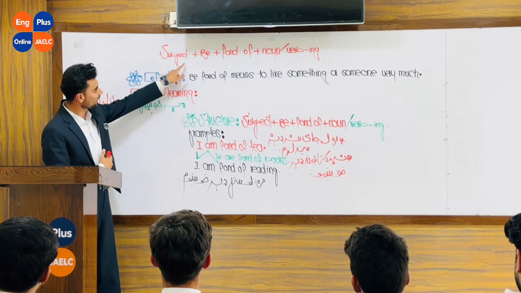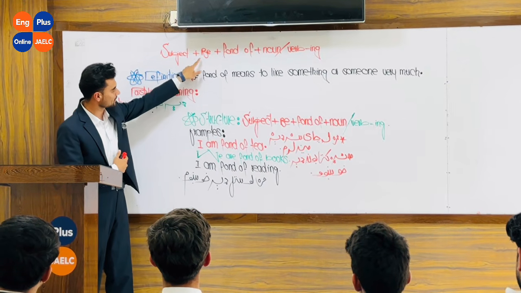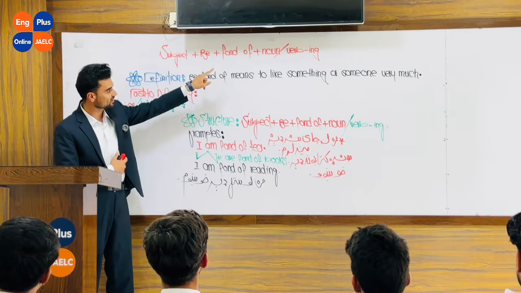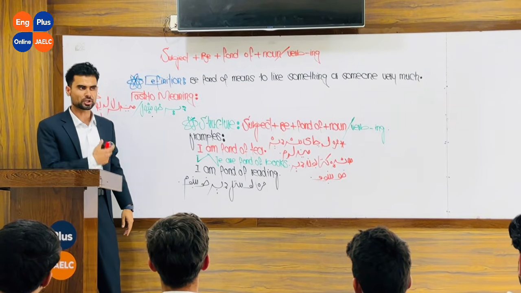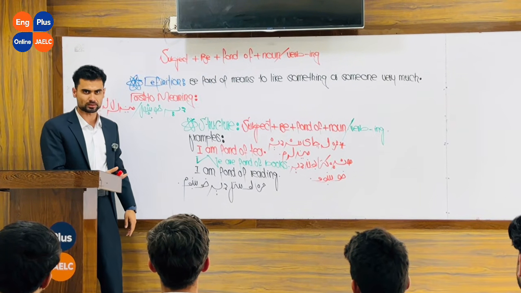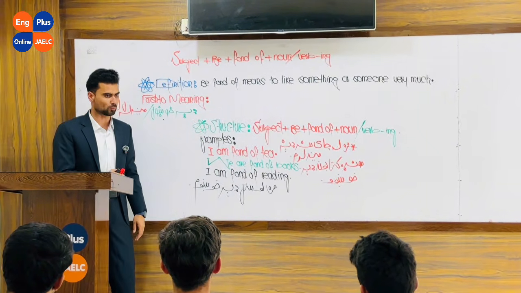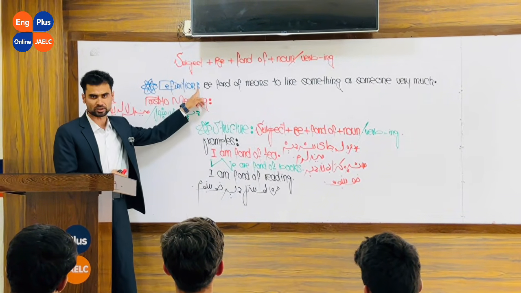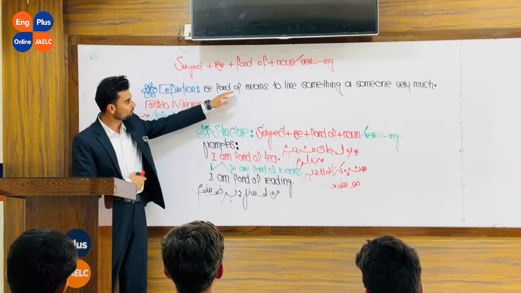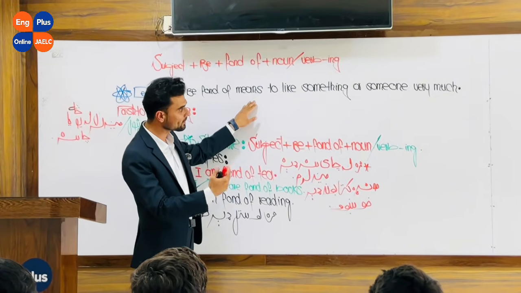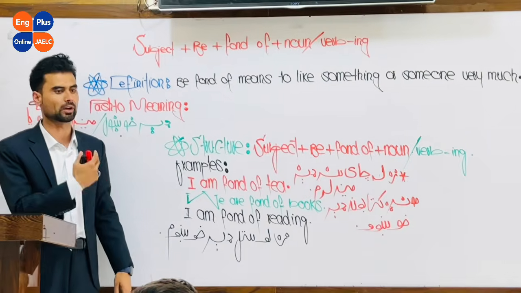So, you can see on the board: subject plus be, fond of, plus noun or verb-ing. We can also call it gerund. So here we go. The first and very important one, I have already written the definition. Be plus fond of means to like something or someone very much.